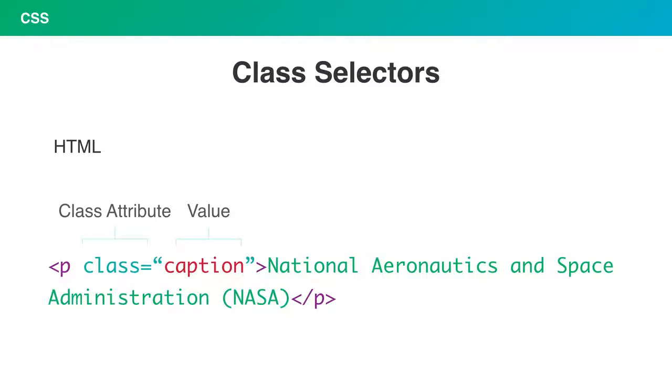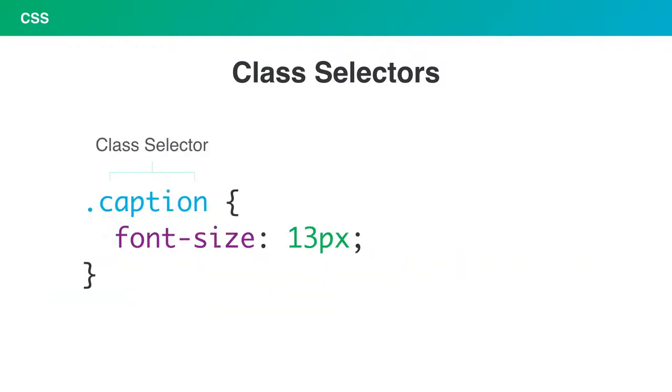The value of our class attribute can be whatever we want as long as it doesn't have any spaces and starts with a letter. Since this paragraph, National Aeronautics and Space Administration, is going to be a caption below an image in our website, let's set the value to caption, also known as our class name. The class name, caption, will be our new CSS selector. In CSS, selectors, which are class names, start with a period.